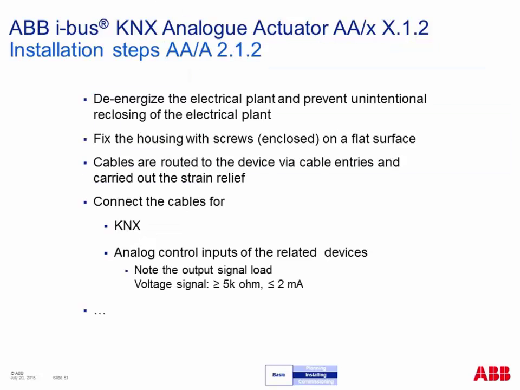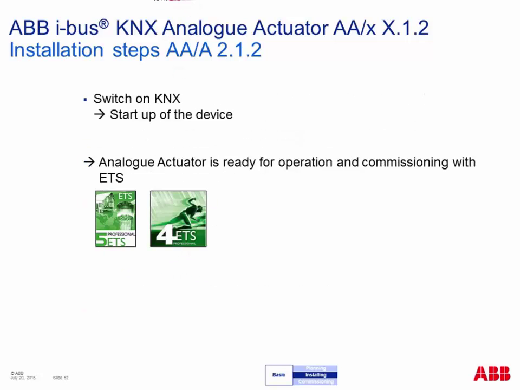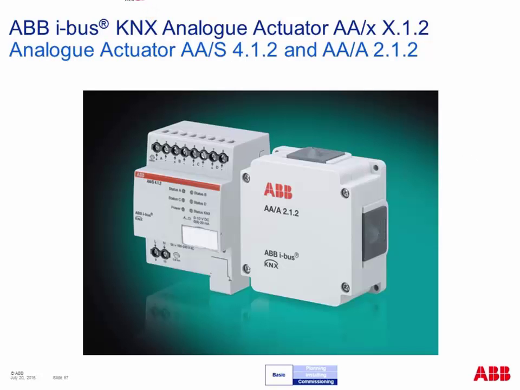The installation steps are the same as before with the other analog actuator. De-energize your complete electrical installation and prevent unintentional reclosing of the electrical plant. Fix the housing with the screws and the dowels on a flat surface, in any position you want. Put in the incoming and outgoing cable, fix it via the cable ties to carry out the strain relief, and connect the cables for your analog control outputs to the related device and the KNX cable. The next step, switch on KNX. The actuator starts up and after some seconds, it is ready for commissioning with ETS4 or ETS5.